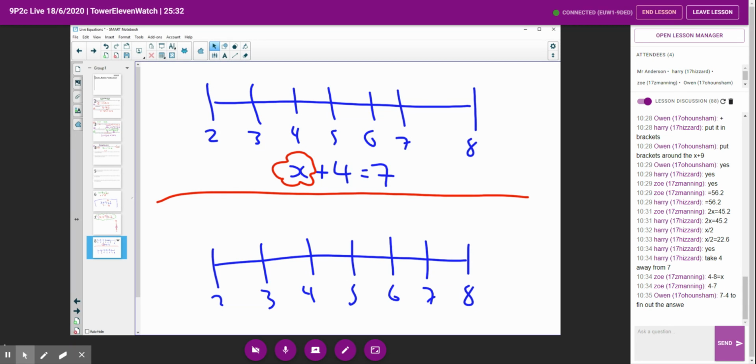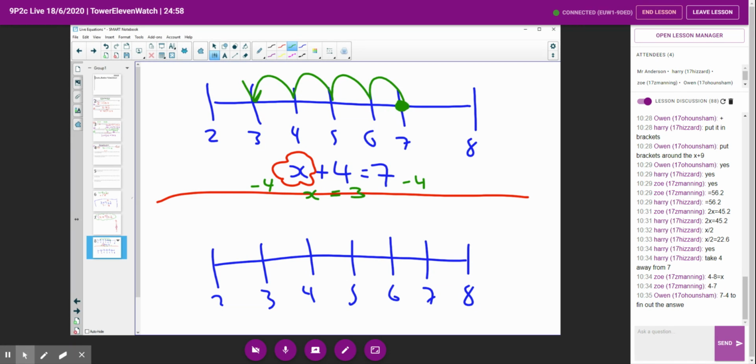But well done. Some number going up 4 places takes us to 7. That's the same as starting at 7 and then going down 4 places. 1, 2, 3, 4. So guys, here's the main bit I want to get, and you will have seen this before. If we do the opposite, or what we call the inverse, subtracting 4, but I've got to subtract 4 from the other side, that takes us to x is 3.